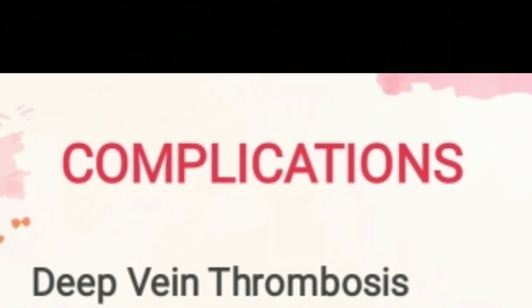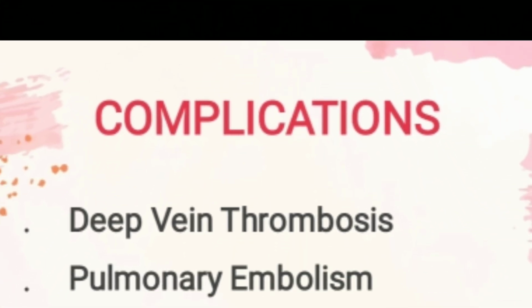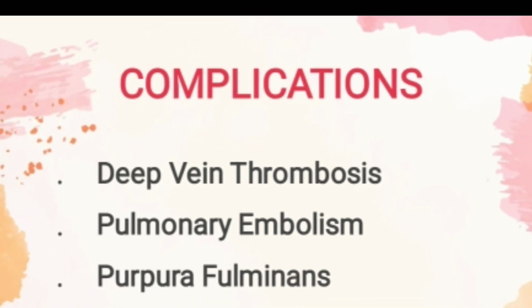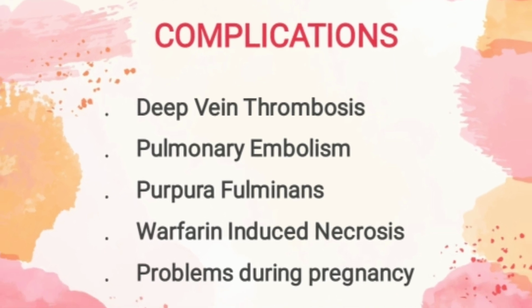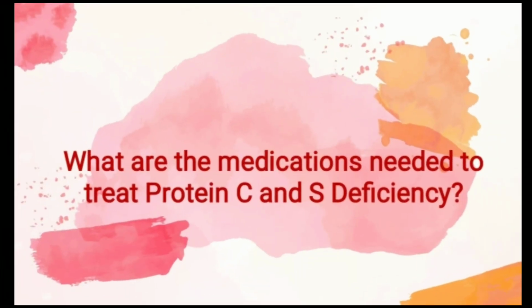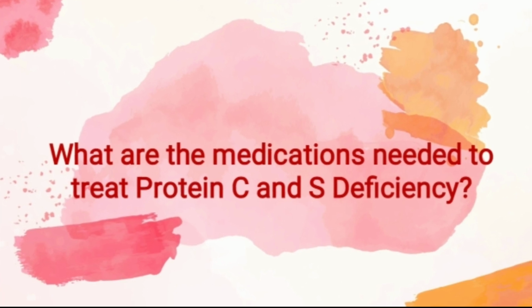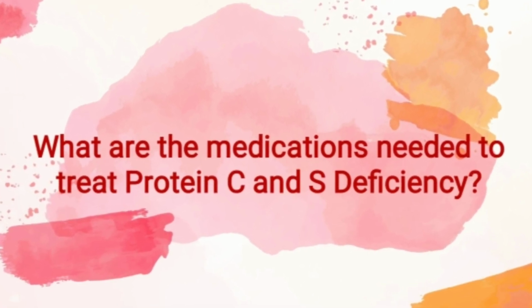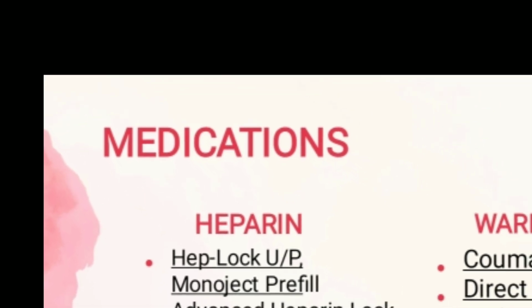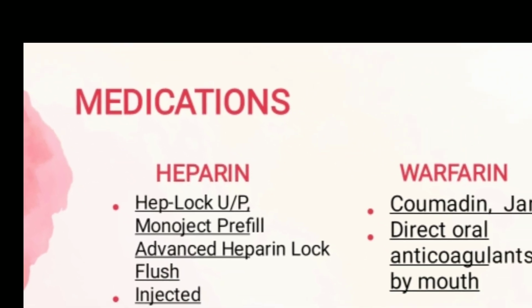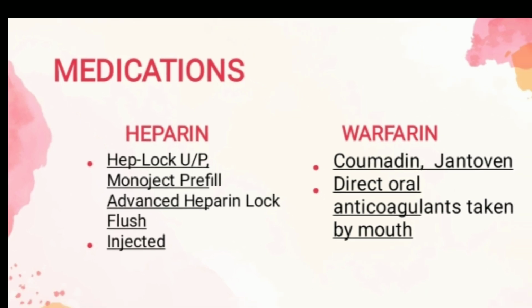What are the complications of protein C and S deficiency? These include deep vein thrombosis, pulmonary embolism, purpura fulminans, warfarin-induced necrosis, and problems during pregnancy. What are the medications needed to treat protein C and S deficiency? There are two types of medications. The first is heparin, which is injected, and the second one is warfarin, which can be administered orally.